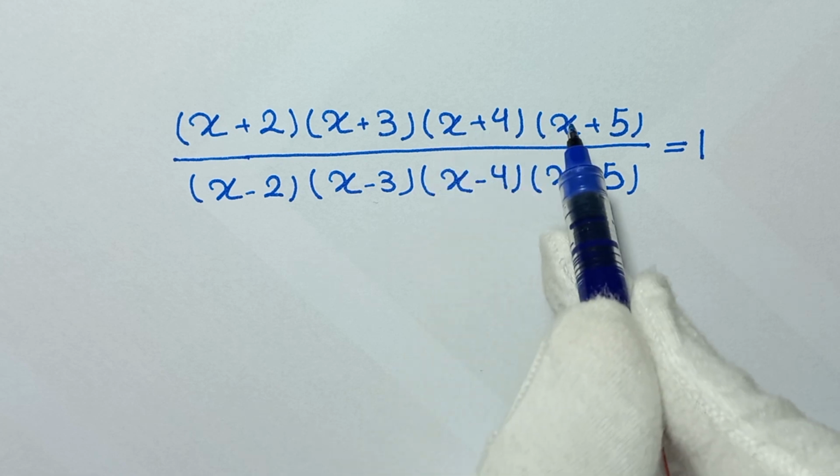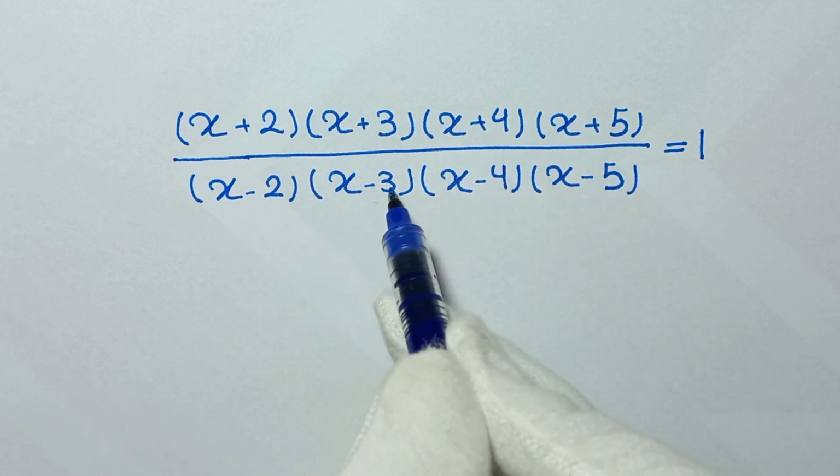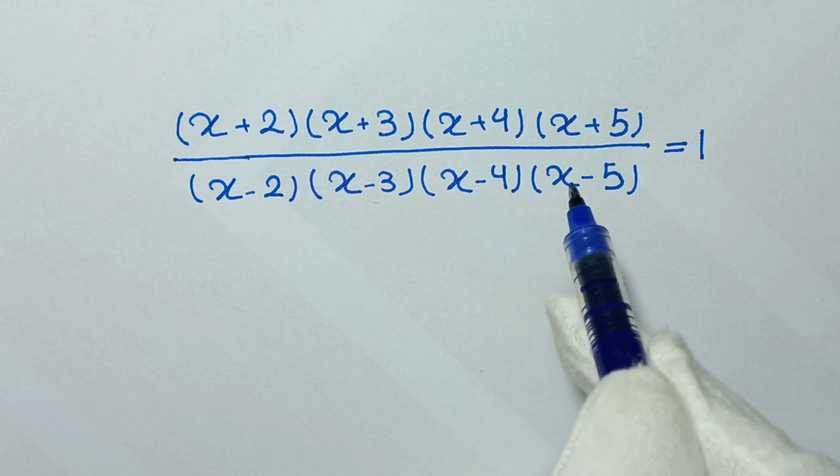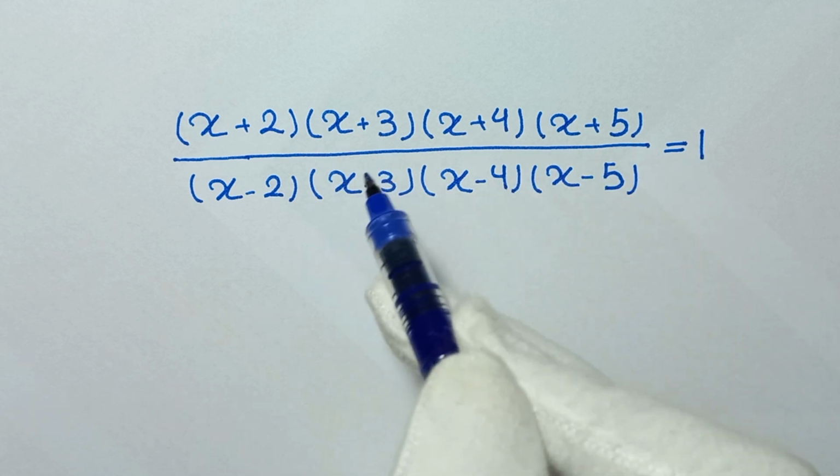Welcome to solve this math problem: (x+2)(x+3)(x+4)(x+5) over (x-2)(x-3)(x-4)(x-5) is equal to 1, and find the values of x.